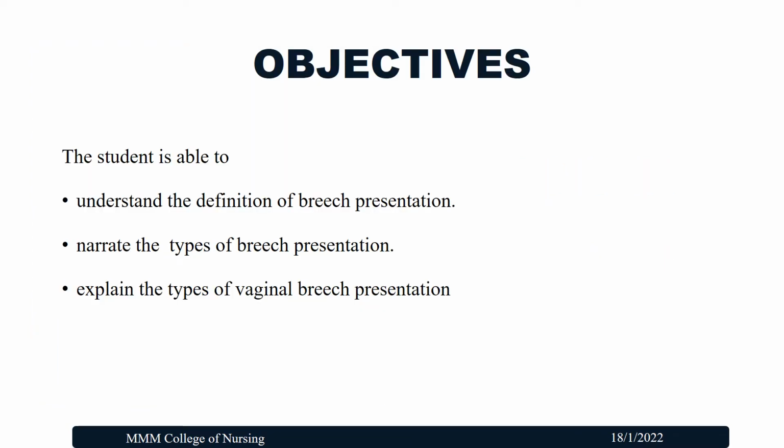Objectives: the students will be able to understand the definition of breech presentation, narrate the types of breech presentation, and explain the types of vaginal breech delivery.